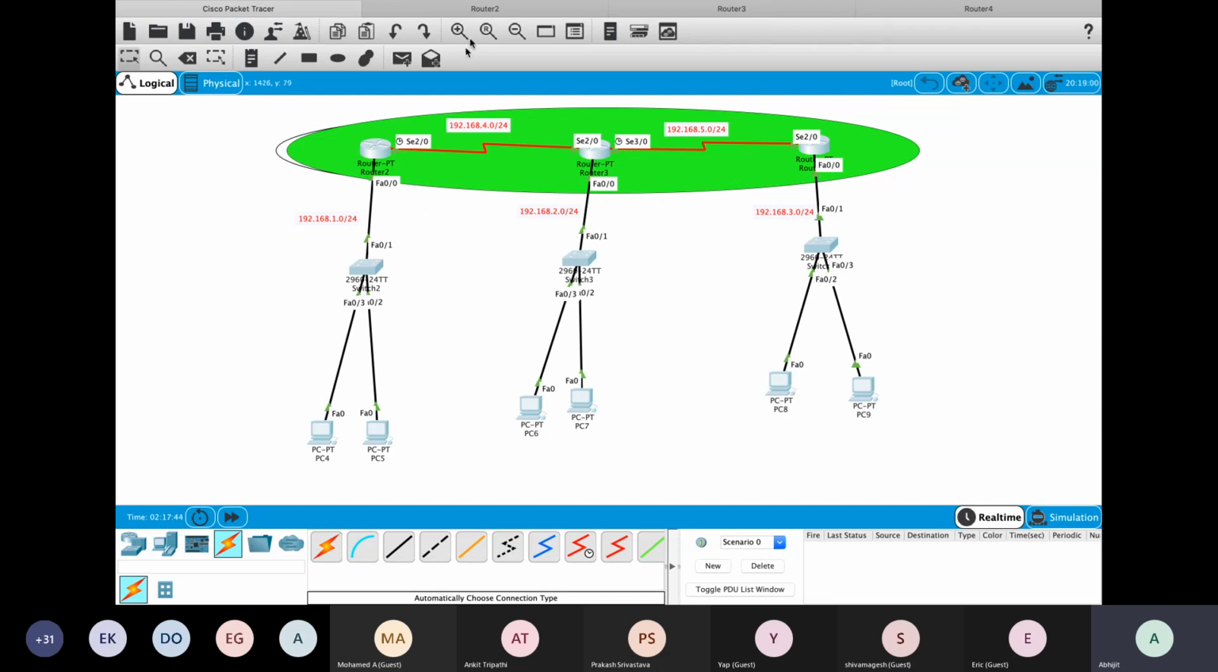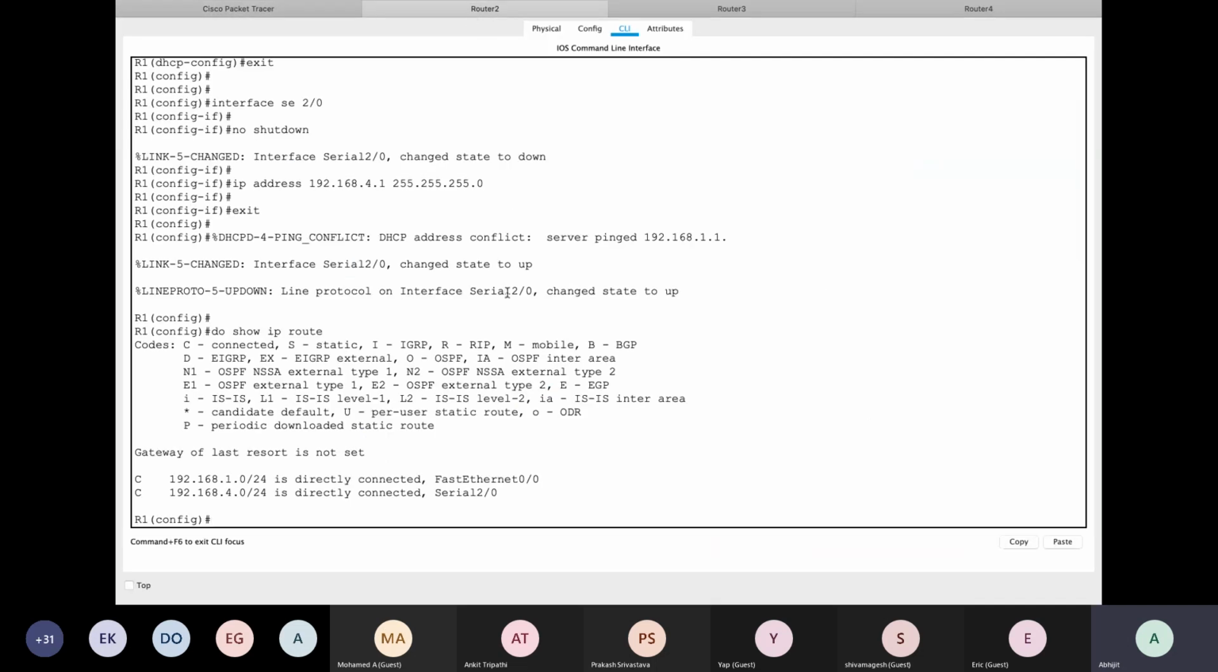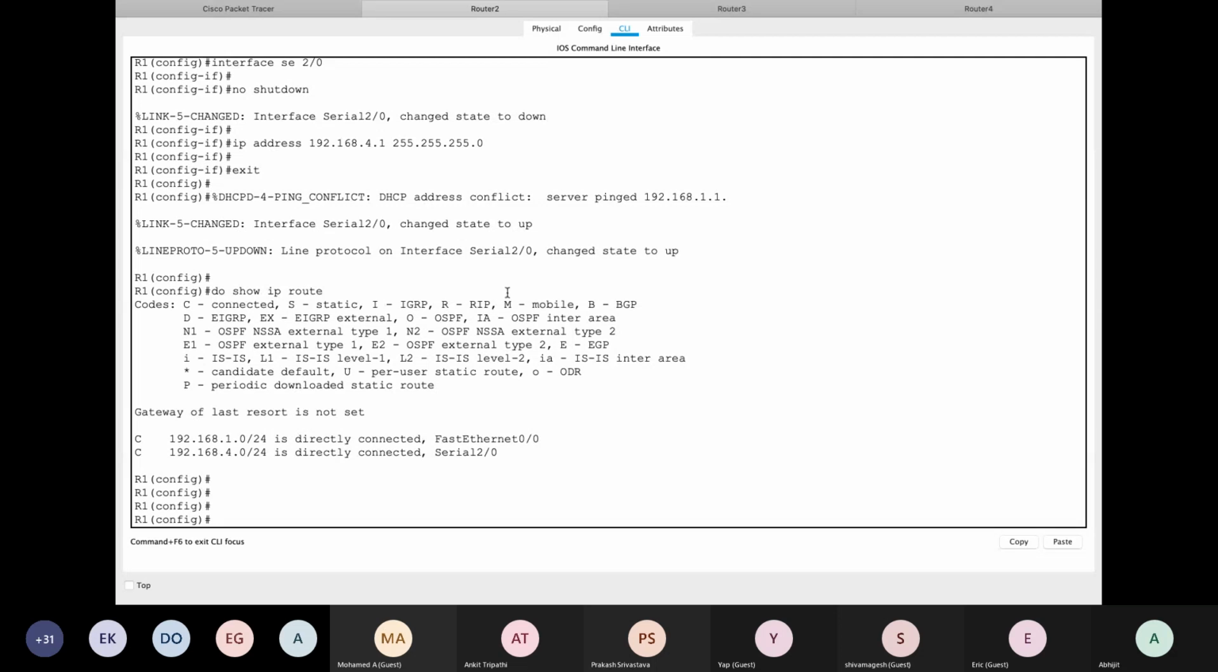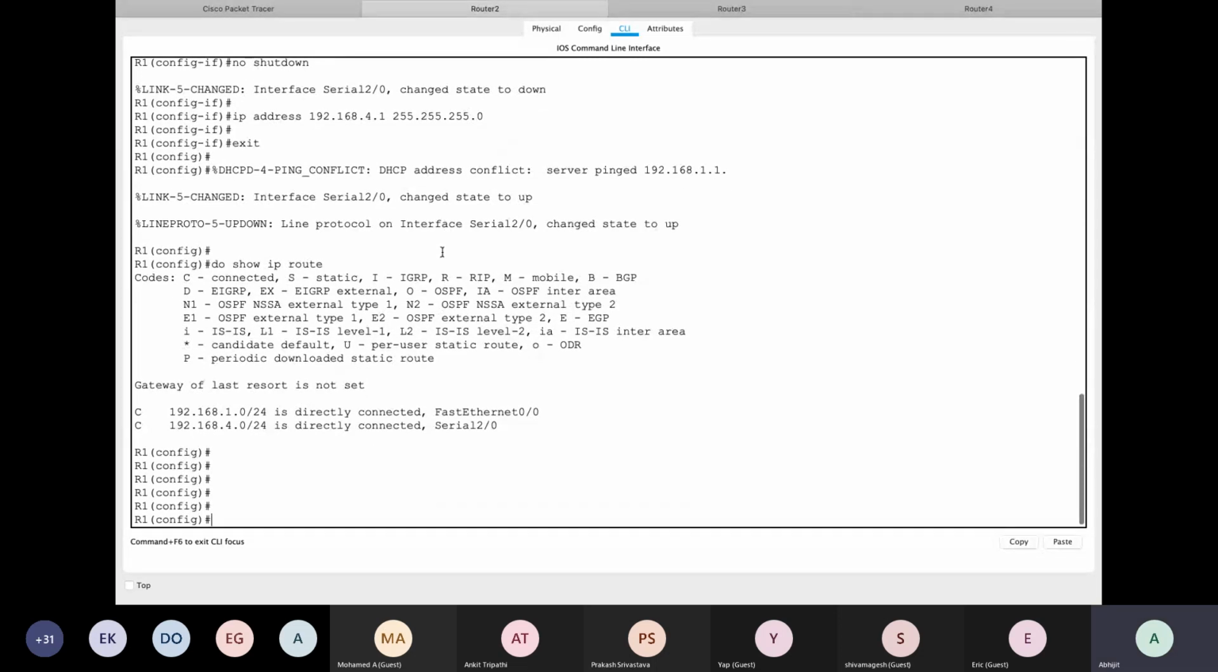And how do you do that? It's pretty similar to RIP that we did, but the only change over here is going to be router EIGRP 10. So we're going to go into EIGRP 10 there.